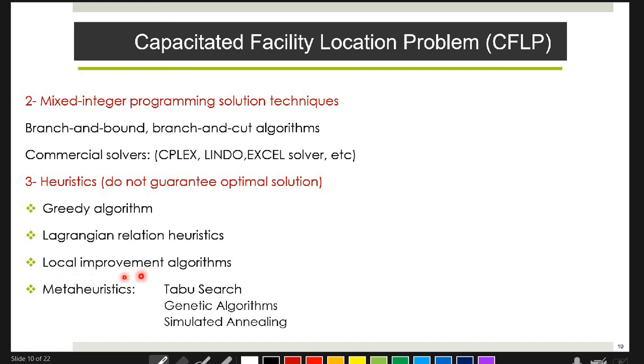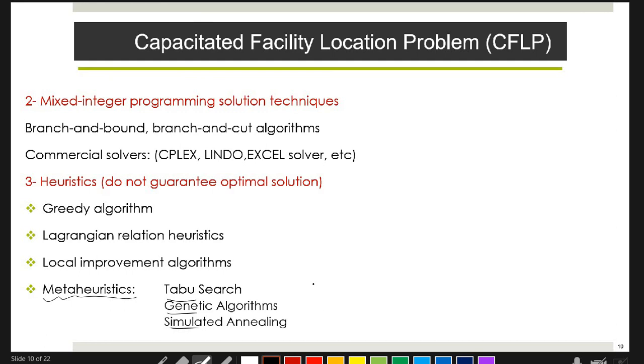Another type of heuristic can be a local improvement algorithm, in which you have an initial solution, and for that initial solution, by trying to perturb it, by trying to make changes on that solution, you try to improve its value. Okay, so when we move to the quadratic assignment problem, we will solve a problem using these local improvement algorithms. Another type of heuristics is called meta-heuristics. Inside meta-heuristics, you can find a lot of different heuristics: tabu search, genetic algorithms, simulated annealing, particle swarm optimization, ant colony optimization, artificial neural networks. All of these kinds of algorithms, you can count under meta-heuristics.